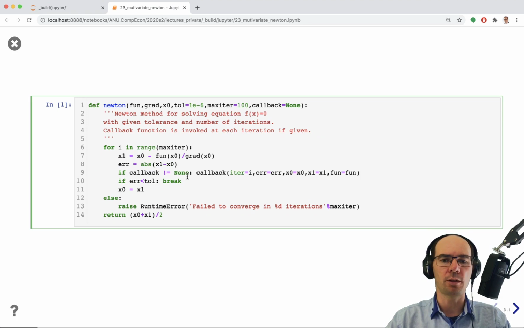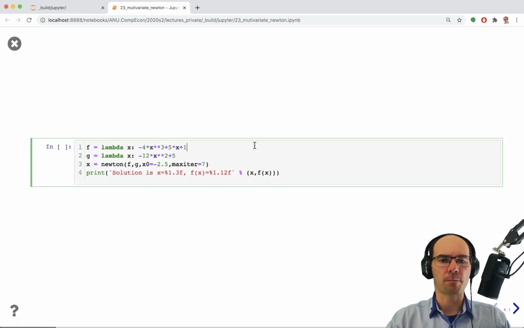Now, if a callback is given, then the callback function call is performed for each iteration. We return, oh, we should return x1 actually here. That's more like a Newton method.